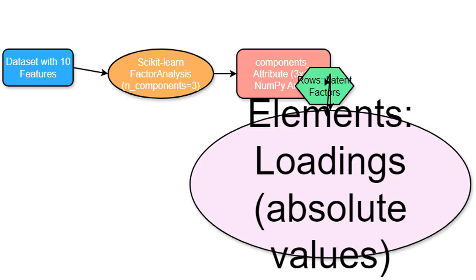Each number in the table is a loading. It indicates how much each original feature contributes to each underlying factor. We use the absolute value, which ignores whether the contribution is positive or negative. A bigger number means a stronger relationship.